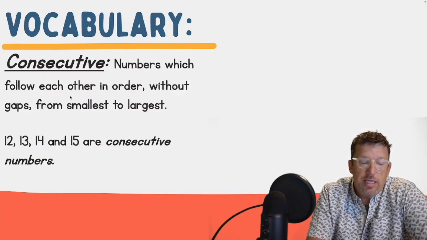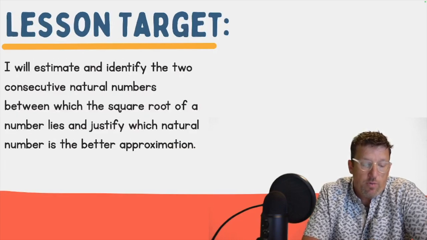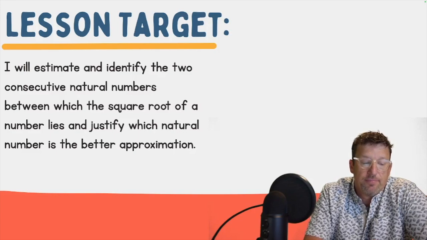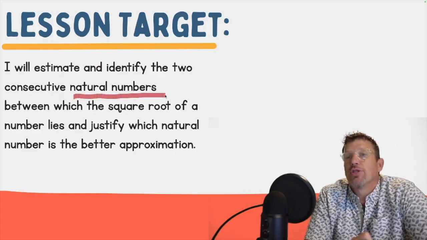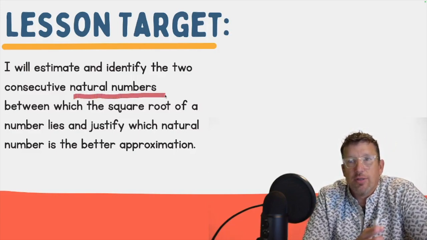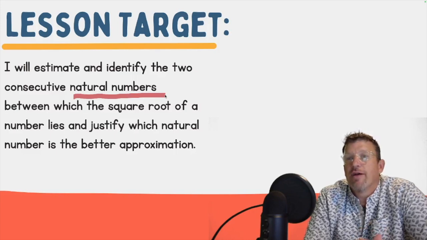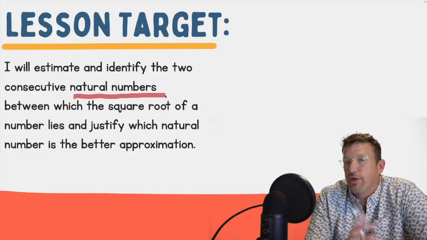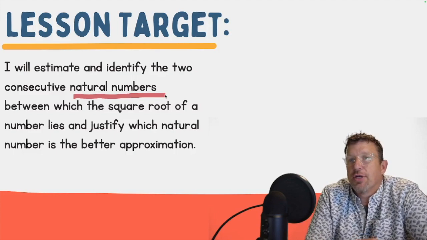When we see the words natural numbers, just a reminder, natural numbers are just your counting numbers. You don't count zero. You just talk about 1, 2, 3, 4, 5, 6, 7, 8, 9, 10, as far as you can count. That's what natural numbers means. It's just your counting numbers.